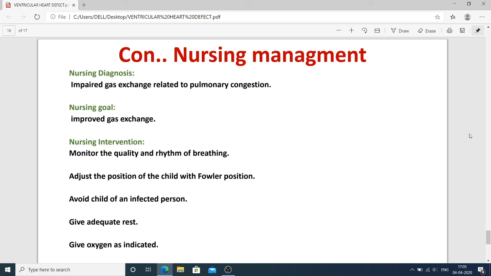Next is nursing diagnosis, impaired gas exchange related to pulmonary congestion. And our goal, improved gas exchange, and interventions given to the patient: monitor the quality and rhythm of breathing, adjust the position of the child with Fowler position, avoid contact of the child with an infected person, give adequate rest, give oxygen as indicated.